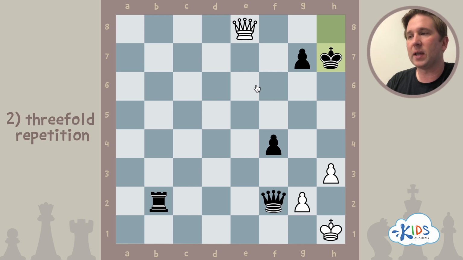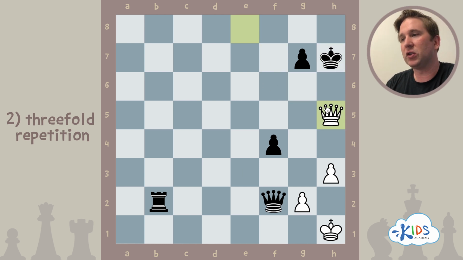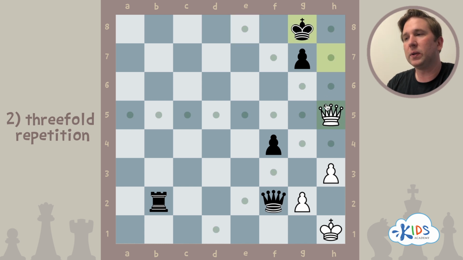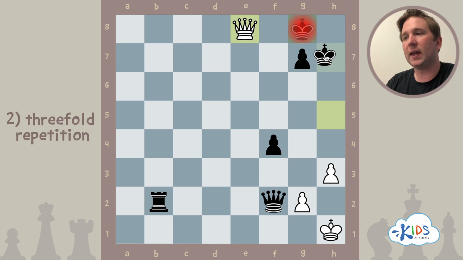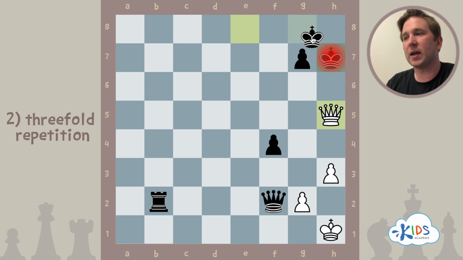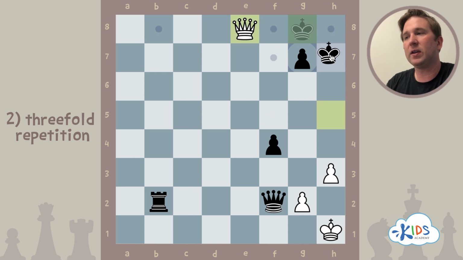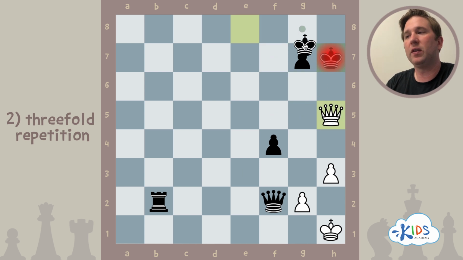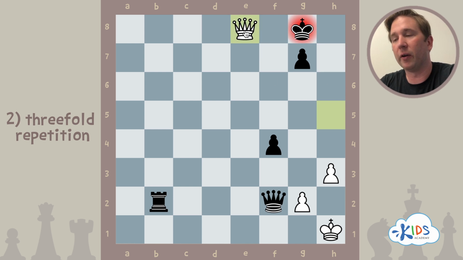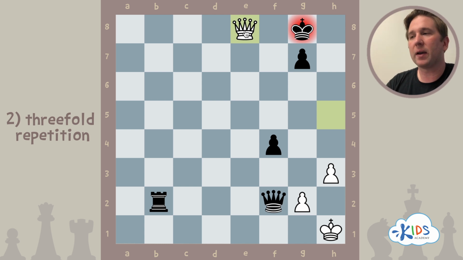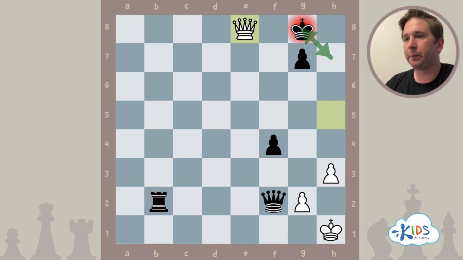The only safe square is h7. Queen h5 check. Once again, the king only has one safe square. And you will see, by bringing the queen back and forth, we are forcing the king to shuffle between h7 and g8, and very soon we will have repeated the position 3 times, and we will be able to claim a draw. Unfortunately, there's nothing else black can do. His hand is forced. The king must go back and forth between these 2 squares until the position gets repeated.